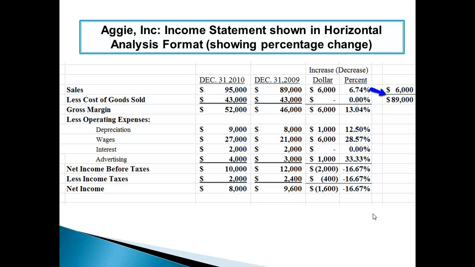We can do the same thing for the income statement. Just show that sales increased by $6,000, and that's a 6.74% increase. Cost of goods sold remained the same, so that's a 0% change. And then, of course, so on and so forth throughout the rest of the financial statements.